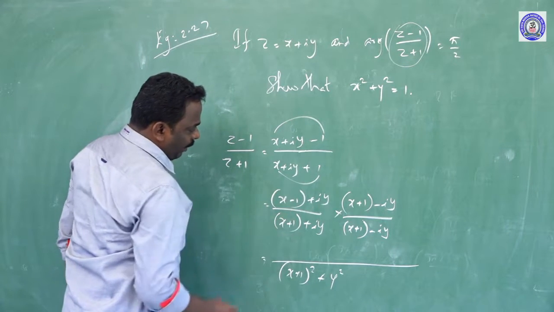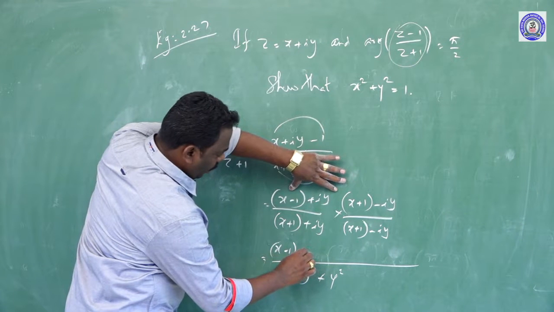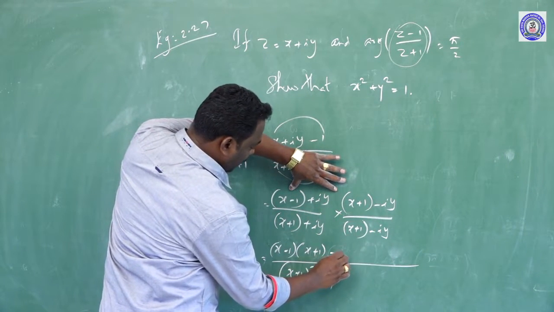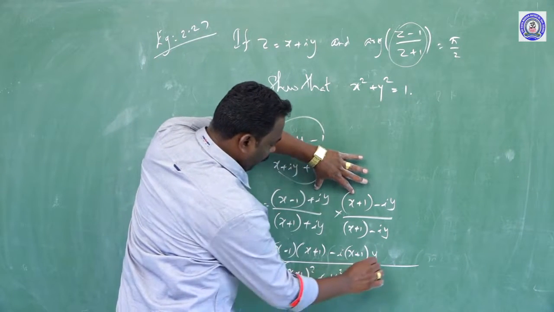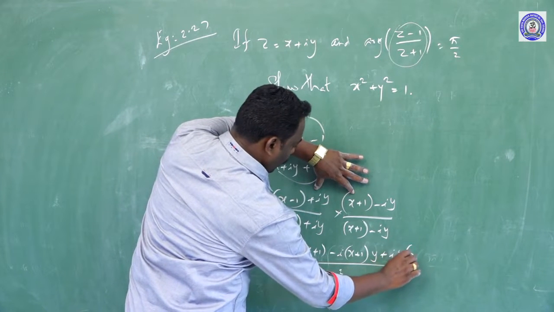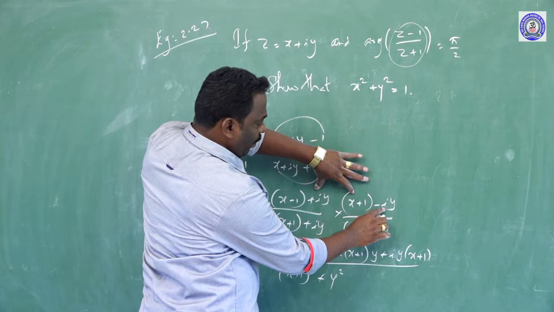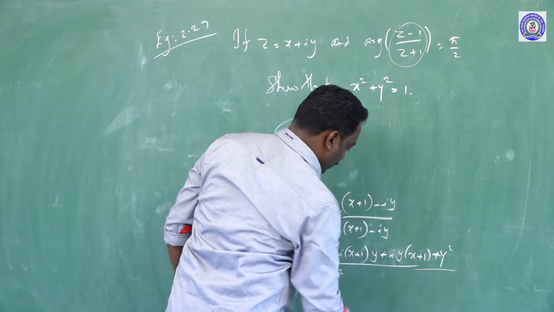Now just multiply the numerator. The numerator is (x − 1) into (x + 1). Then multiply minus i into (x + 1) into y. Then multiply plus i into y into (x + 1). Then i into i, whose square value equals minus, so plus y². That is the final multiplication.